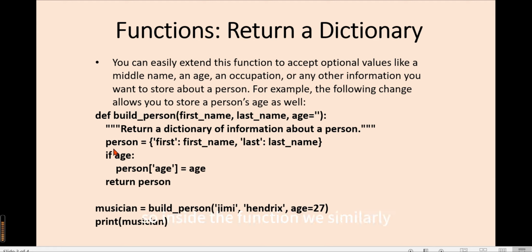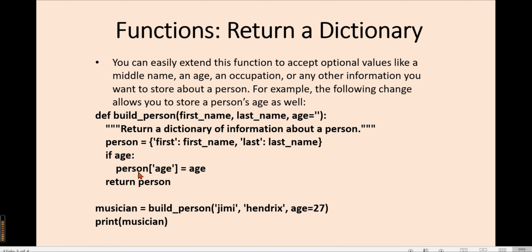So inside the function, we similarly create a dictionary called person, but this time, at the beginning, there are also two keys called first and last, the same as before, with the values first name and last name, input by the user calling the function. And next, there is an if conditional test. So if age, meaning if the age value is not an empty string, which means the user has input the age when calling the function, we add a key called age, and the value is the age the user input, to the person dictionary. Then in the end, we return this dictionary called person.